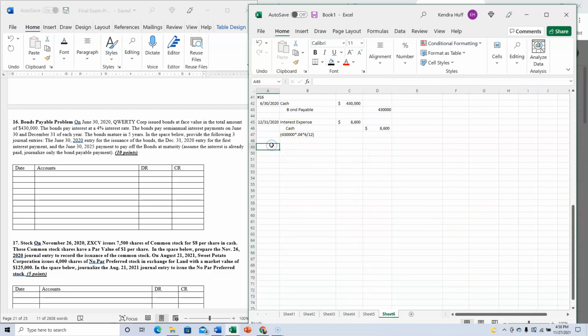And then finally, all the years go by, and we've done that over and over every 6 months for 5 years. And now it's June 30th of 2025, and we're paying it off. So all that's left is to debit bond payable and credit cash for the $430,000.